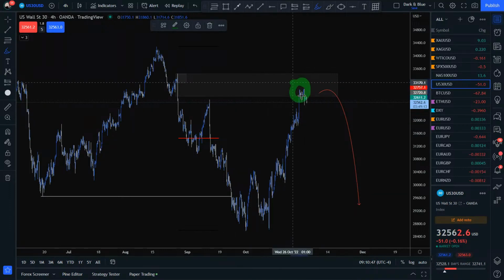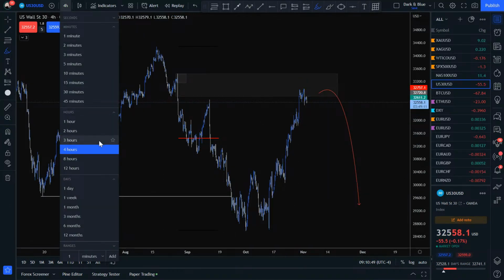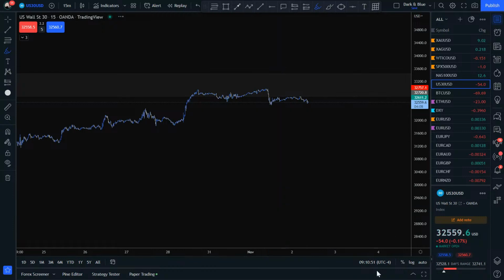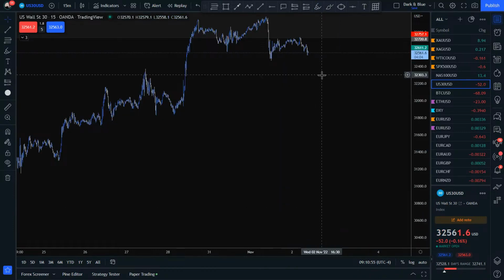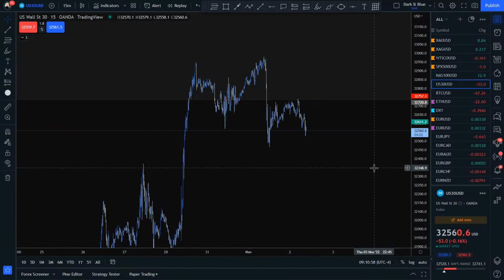Now I want to focus in on that area as it's 9:10. It's 10 after 9. That means 20 minutes to the New York Stock Exchange open.